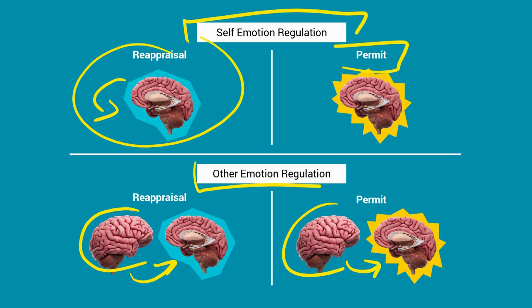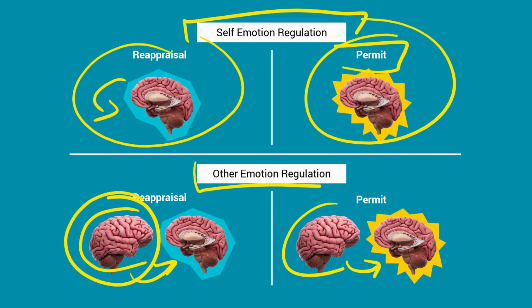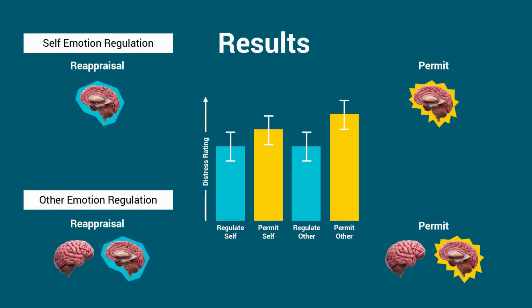So what we then get to observe in terms of the results are the effects of applying reappraisal on themselves and permitting the emotion on themselves. And then we're interested in the participants here. So we're looking at this person. What do they experience when they provide reappraisal to someone else? Or what do they experience when they're simply observing and they're not actually helping to downregulate that emotional response of someone else? That's when we get to the results over here.